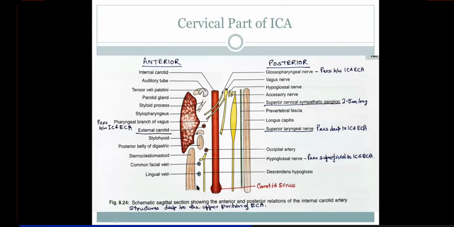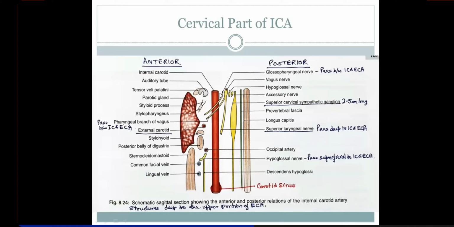So what all you find anterior to this is, of course, the sternocleidomastoid muscle. You'll find the hypoglossal nerve. Then you have the posterior belly of digastric, stylohyoid, the strap muscles, thyroid, the styloid process, stylopharyngeus, tensor veli palatini, the auditory tube, all are in anterior relation. External carotid, the occipital artery, branches of the external carotid, they're all in anterior relation.